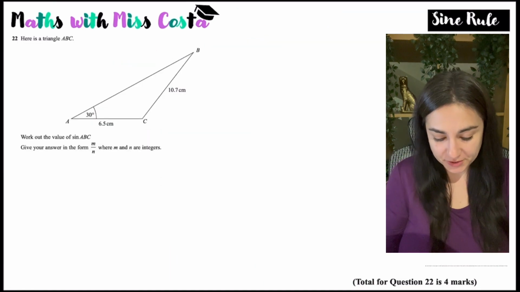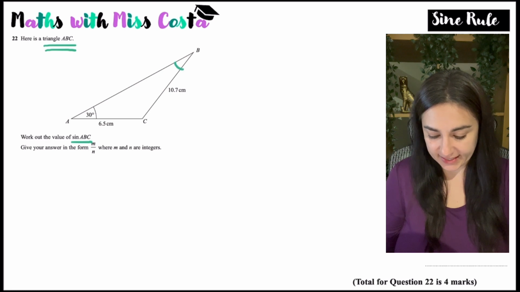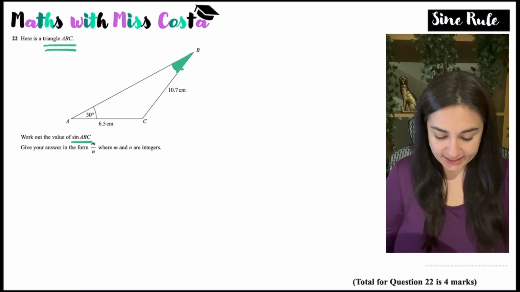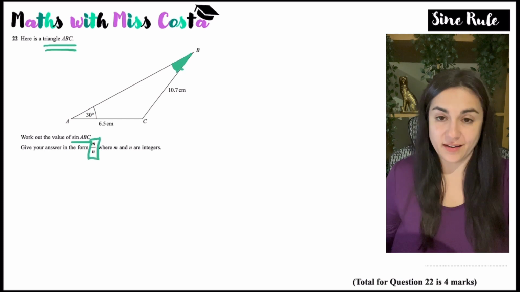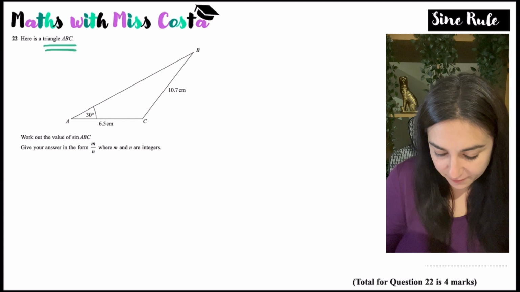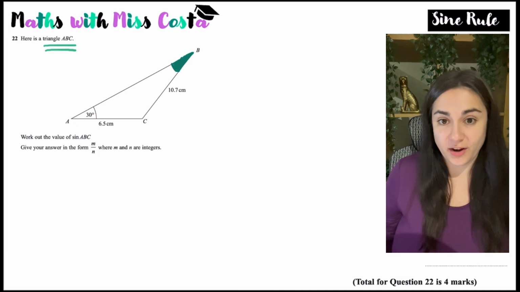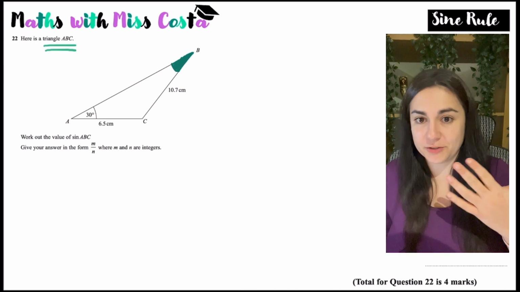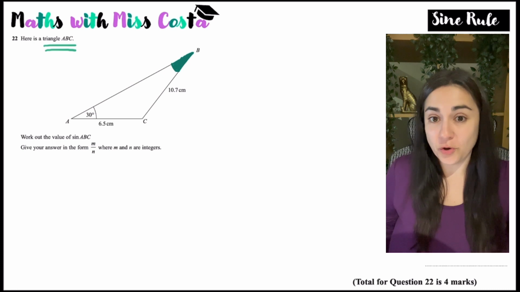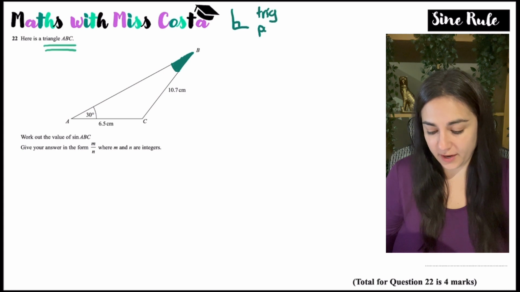Okay, so in this triangle, I'm told there is a triangle ABC. I need to work out the value of sine ABC. So sine ABC is this angle here. And I need to give my answer in the form m over n, where m and n are integers. Remember, integers just mean whole numbers. So I'm clearly going to leave my answer as a fraction, which is totally fine. So this is the angle I'm trying to find. Now, whenever you're dealing with triangles, you know that you're going to be dealing with Pythagoras, trigonometry, sine rule, cosine rule, and so on. If it is a right-angled triangle, you know that you can use trig or Pythagoras.